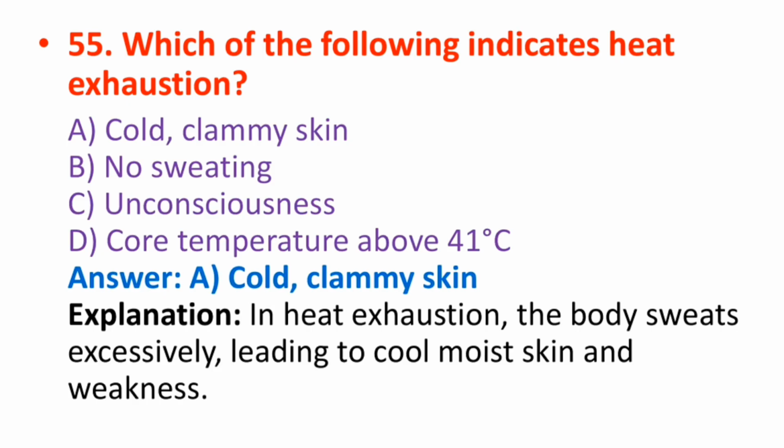Which of the following indicates heat exhaustion? Option A, cold and clammy skin. Option B, no sweating. Option C, unconscious. Option D, core temperature above 41 degrees Celsius. The correct answer is option A, cold, clammy skin. In heat exhaustion, the body sweats excessively, leading to cold, moist skin and weakness.